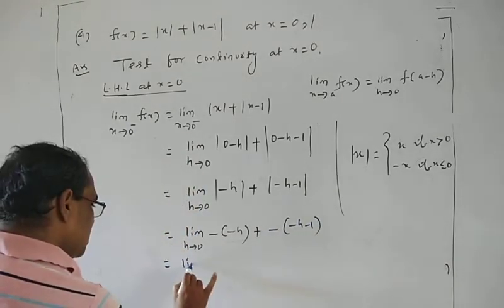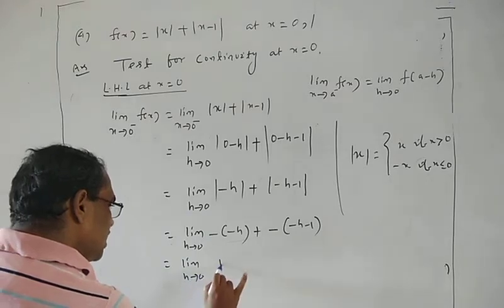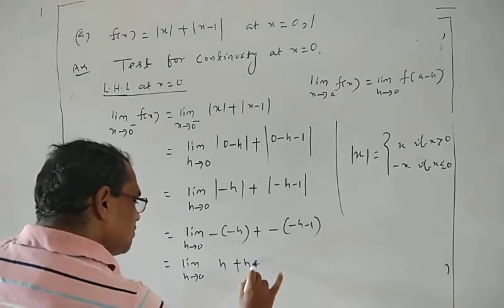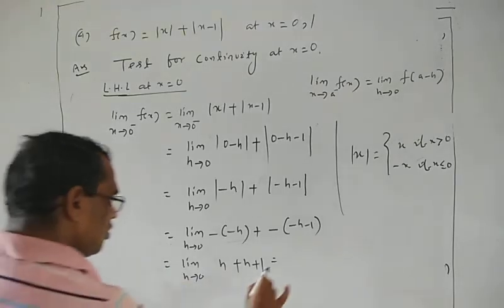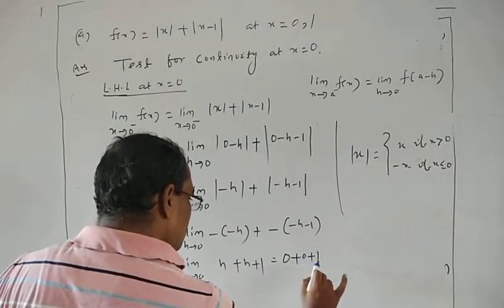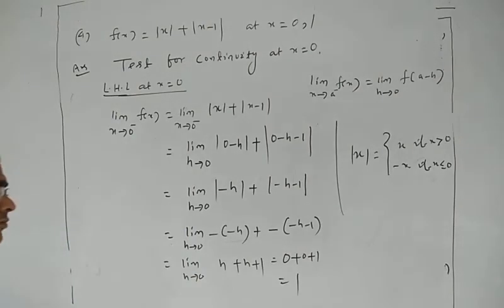So this is limit h tends to 0, h plus 1. So you put here h is equal to 0. So 0 plus 1. So this is equal to 1.